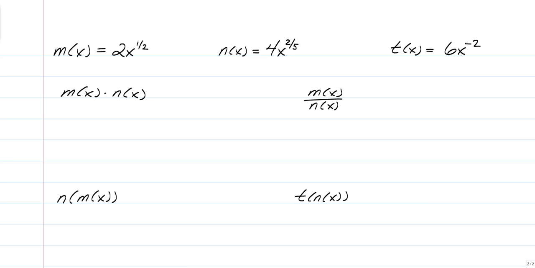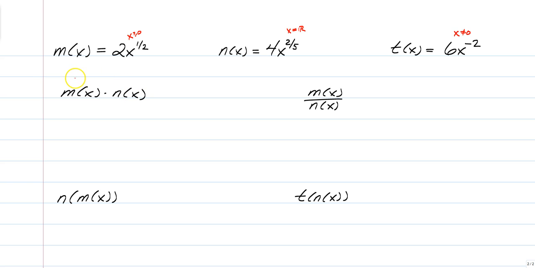Again, for domain purposes, this is a square root. So for this guy, x has to be greater than or equal to 0. This is an odd root, so he's fine. He's allowed to be all real numbers. And for this one, remember, a negative exponent means you're going into the denominator. So this is 6 over x squared. And a denominator is never allowed to equal 0. So for this guy, x cannot equal 0. So you have to keep that in mind whenever you're working with these. So we have m of x times n of x.